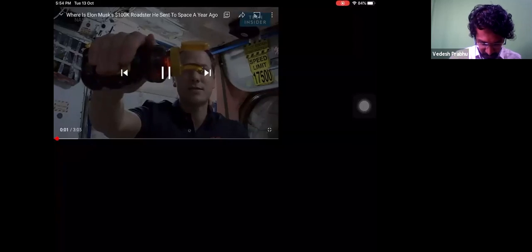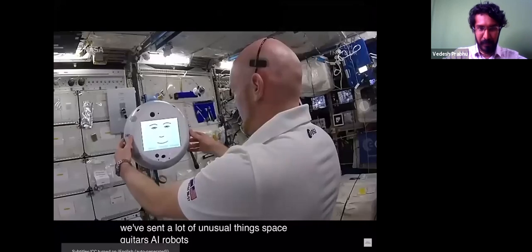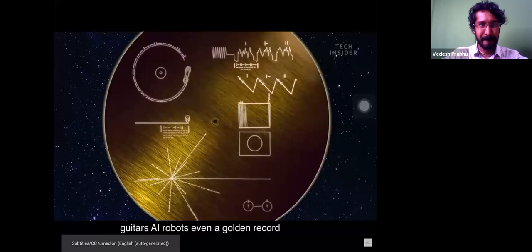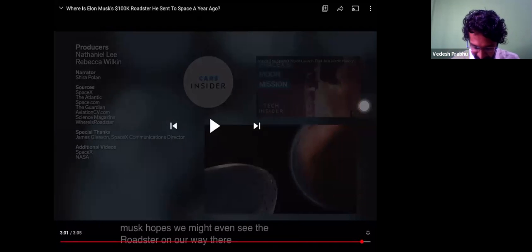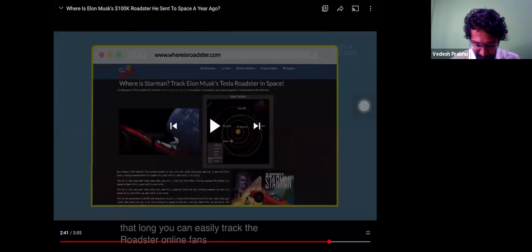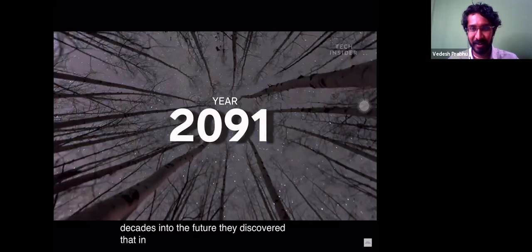We've sent a lot of unusual things to space. Guitars, AI robots, even a golden record. But space, and once we have the technology to reach Mars, then you can definitely see where exactly the car is. And as they tell, you can even see the car in the telescope after a few years maybe.